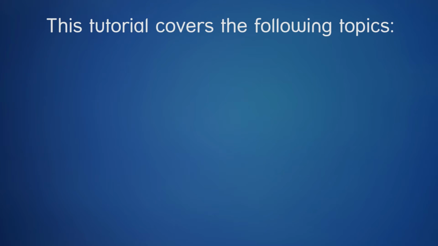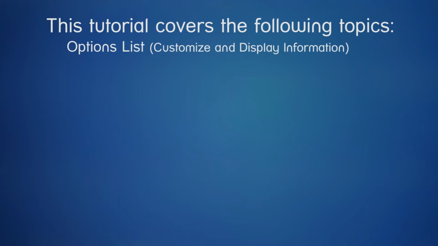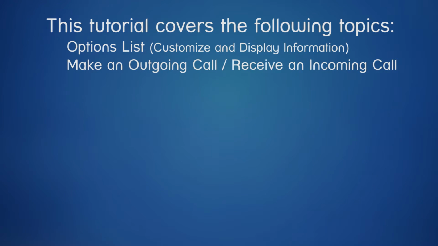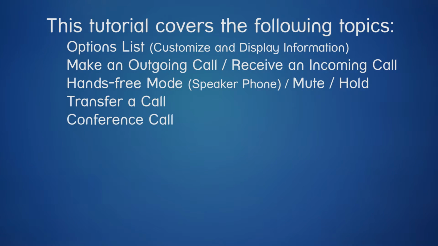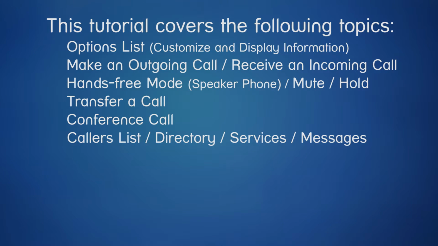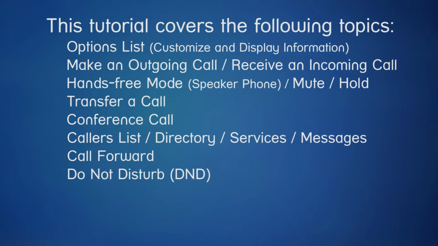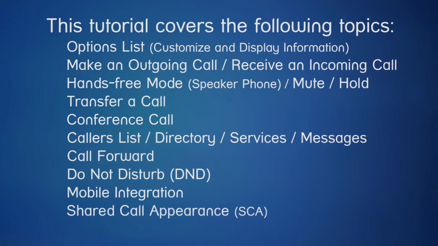In this tutorial, we'll open the options list and go through a series of menus where you can customize and display information about your phone. I'll demonstrate how to make and receive calls, and how to use the speakerphone. I'll mute a call and then place it on hold. I'll transfer a call, set up a conference call, and I'll cover the features, callers list, directory, services, and messages. I'll demonstrate call forward, do not disturb, mobile integration, and shared call appearance.